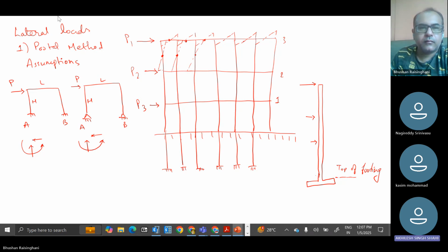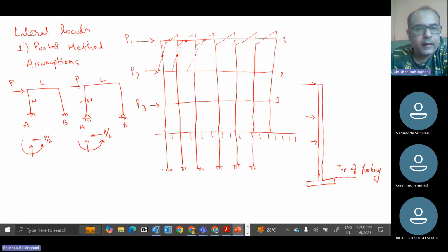Like horizontal is P by 2 and P by 2 in both cases. So this is P by 2 here, and the same will be here, P by 2. Okay, and what will be the vertical reaction?